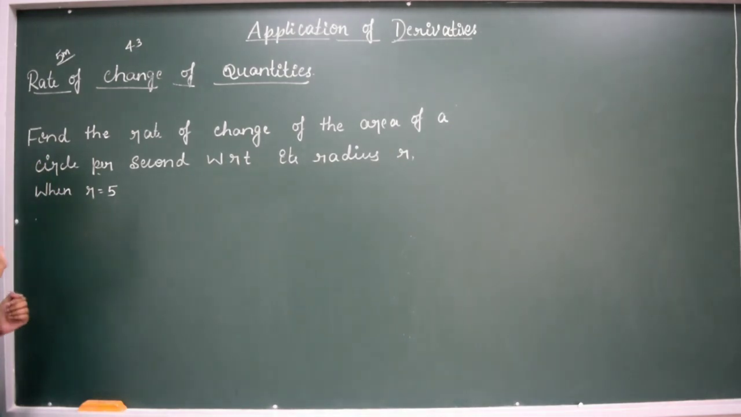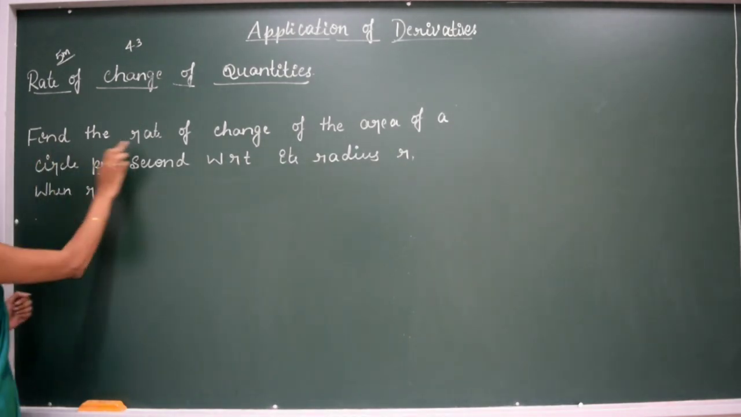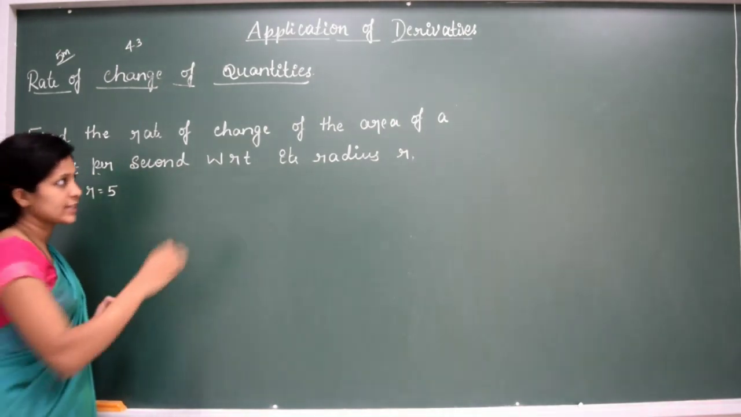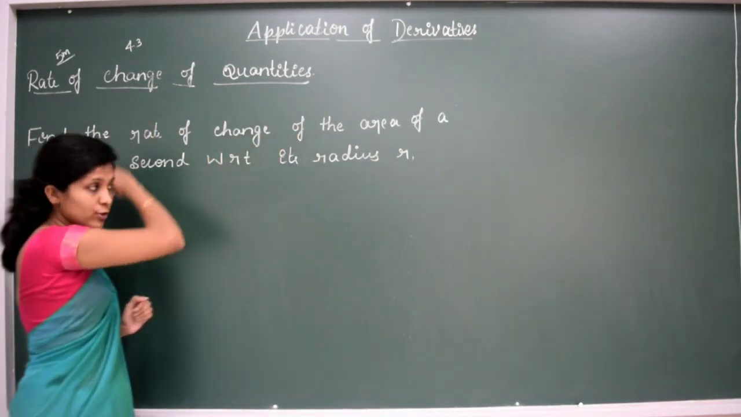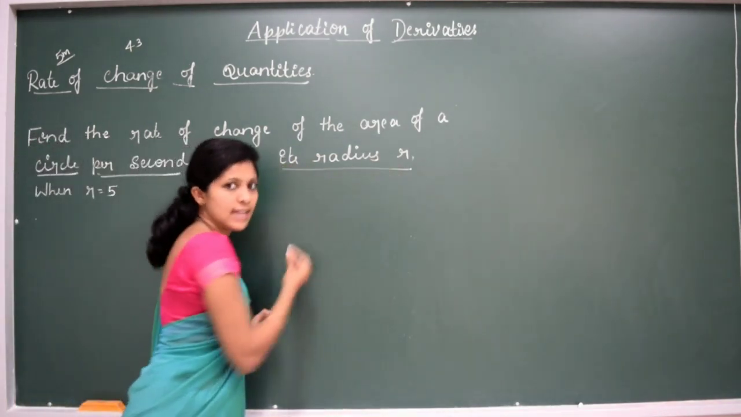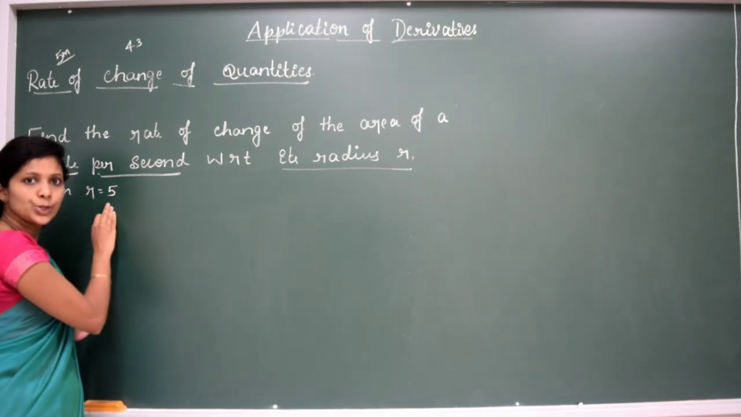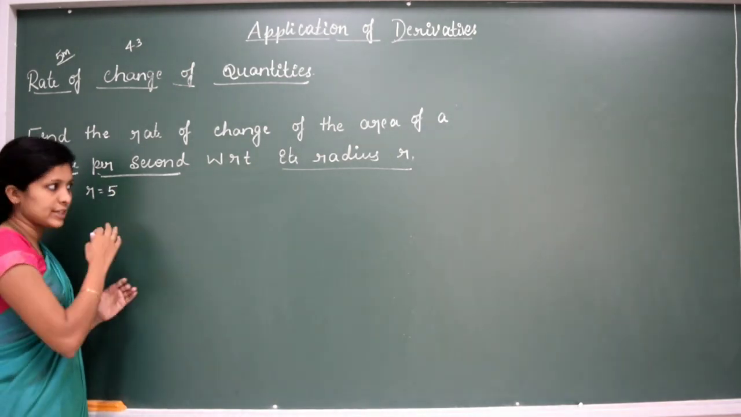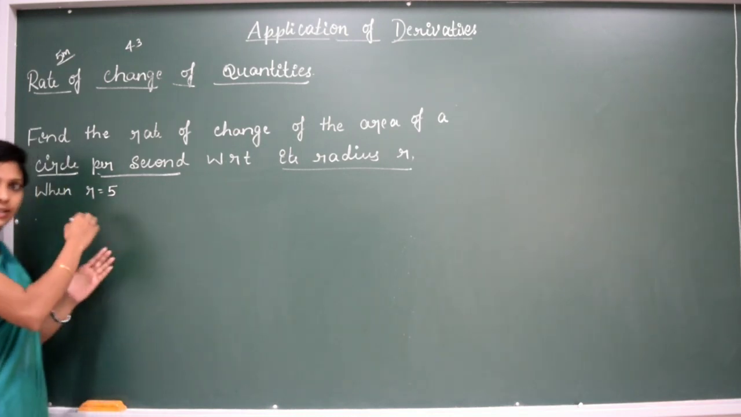First you have to read the question carefully. Find the rate of change of the area of a circle per second with respect to its radius r when r is equal to 5. Since this is a verbal problem, you have to write step by step. And it's a 5 mark question also, so you had better write it step by step.